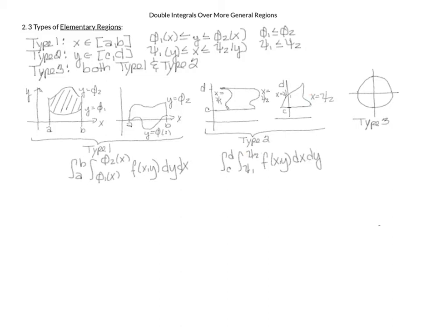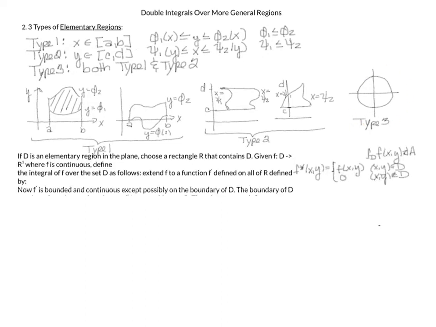And last, you have regions of type 3 that combine type 1 and type 2. So this circle here is of type 3, and we're going to do an example with this later. And for completeness, I should define our integral in terms of the Riemann sums, like we had when we talked about double integrals over a rectangular domain. So our definition is going to be based on what we did for the rectangular domain.